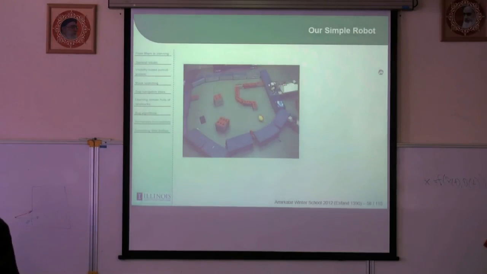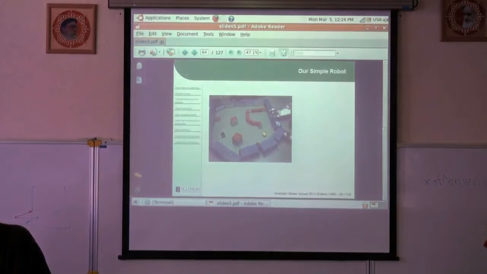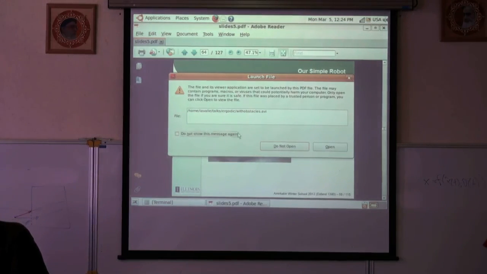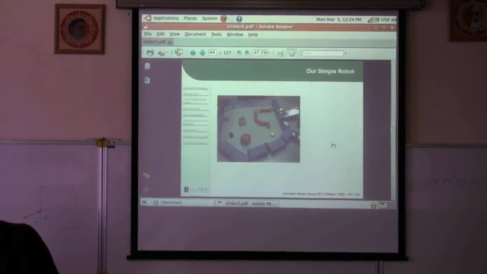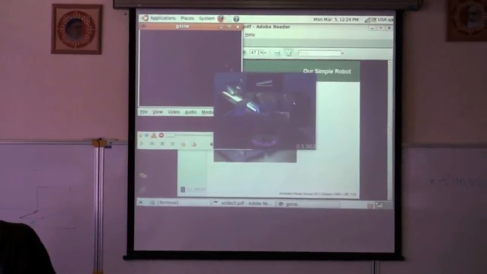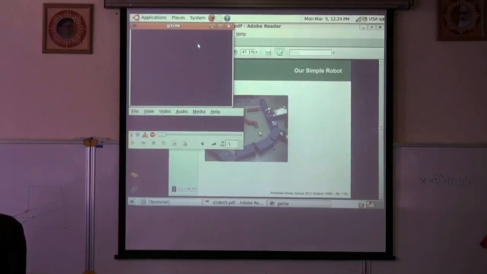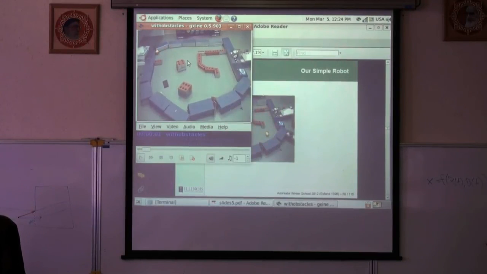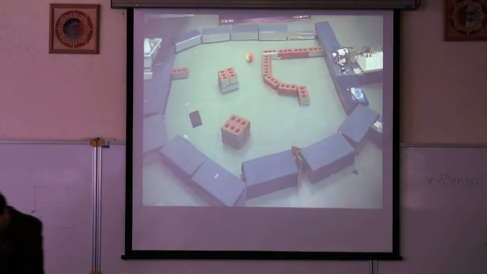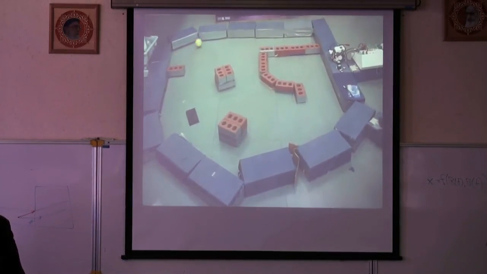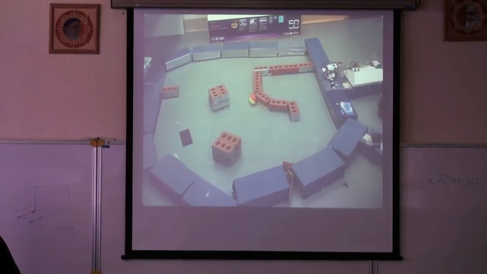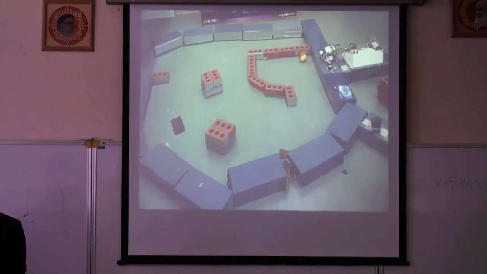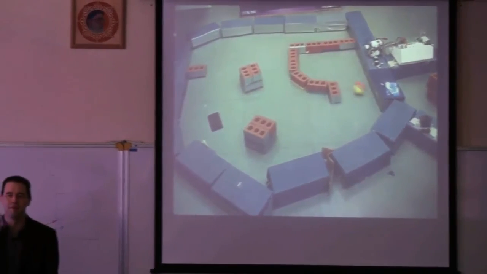Let me show you our simple robot. We get to have videos now. Isn't that nice? So just in time for nearly the end of the class. So this is our intelligent exploring robot. It has a lot of minimalism in it.